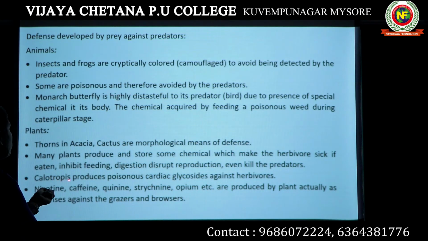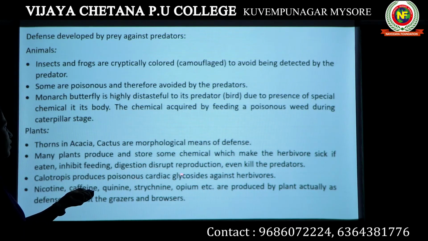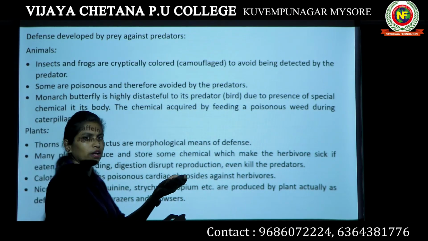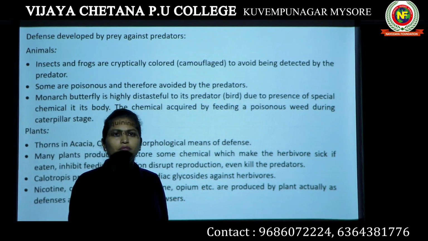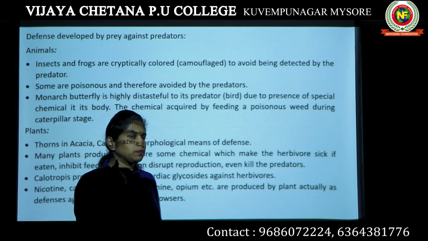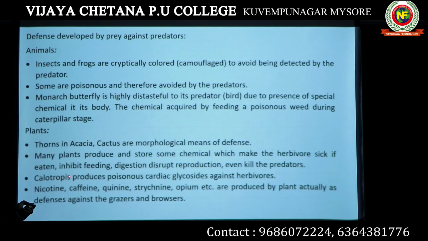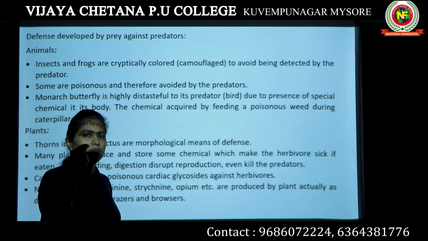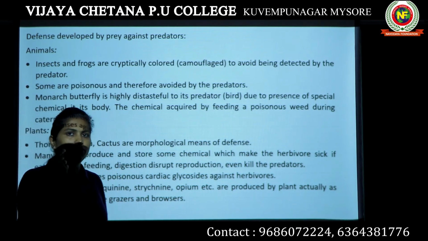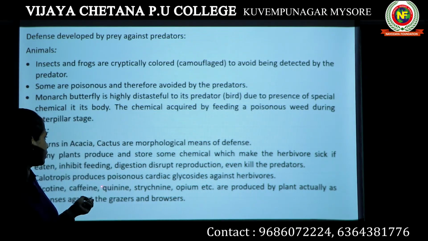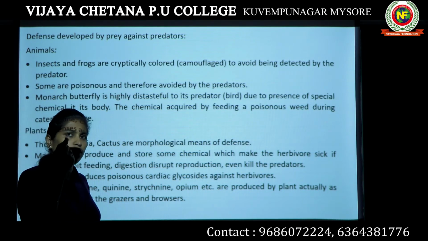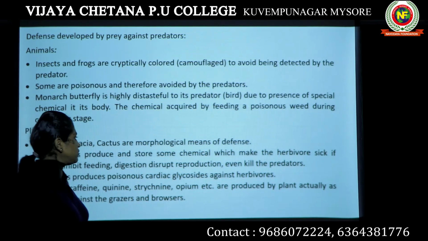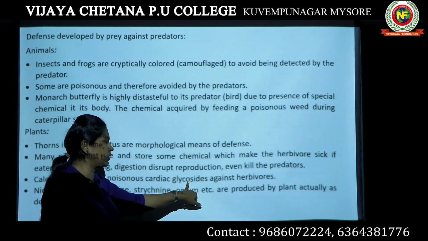Calotropis produces poisonous cardiac glycosides against herbivores. Calotropis, generally known as Ekka. In Kannada we call it Ekka, Ekkagida. This particular plant produces a latex, a milk kind of secretion, from its leaf. That milk or latex is poisonous because it carries cardiac glycosides in it.